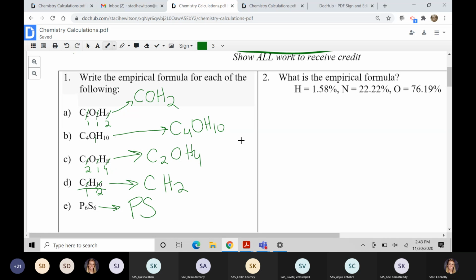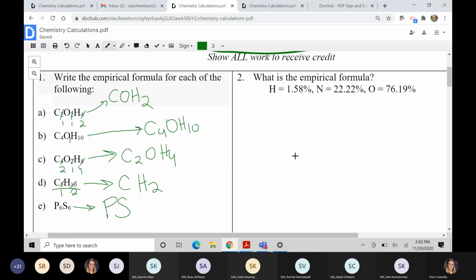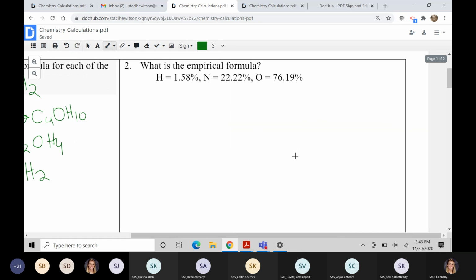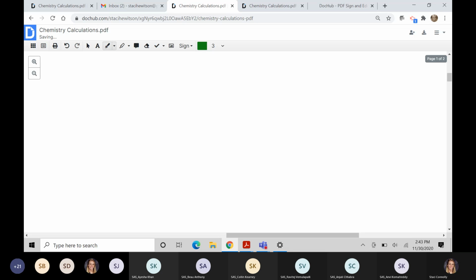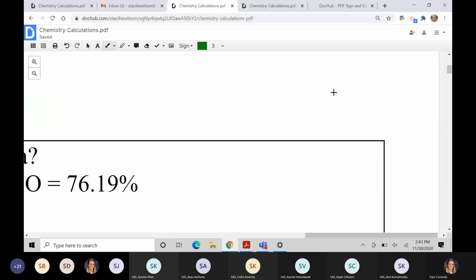Okay, number 2. Now we're going to get into calculations. So again, you need a periodic table and you need a calculator. If you don't have those things, go grab them and come back. Number 2 says, what is the empirical formula? And it gives you some percent composition data, telling you how much hydrogen, how much nitrogen. We have hydrogen, nitrogen, and oxygen. So we know we're trying to find an empirical formula, so our answer is going to be H something, N something, O something.